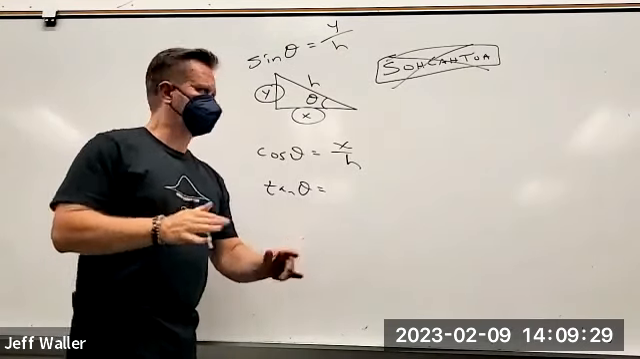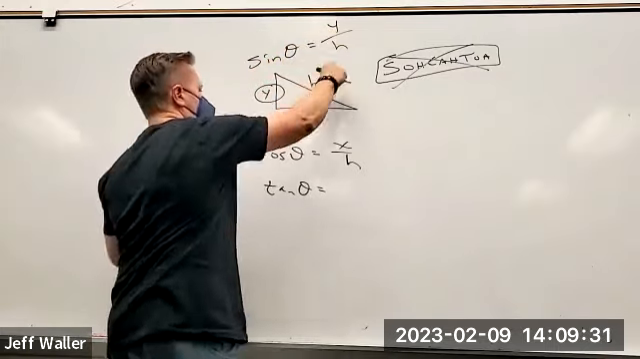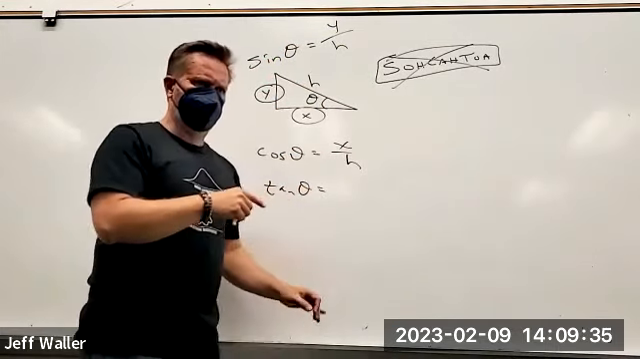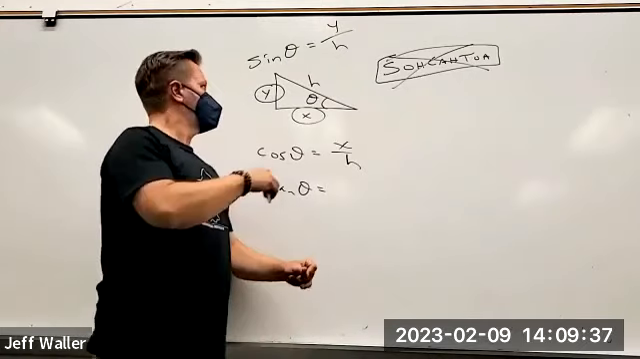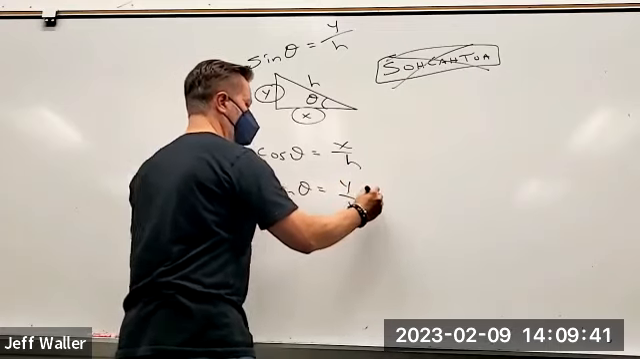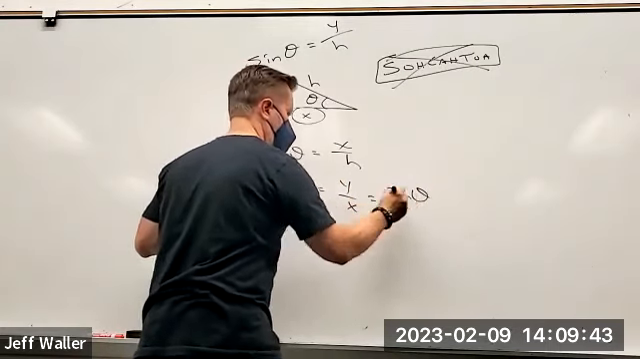Anybody? What's tangent? Sine is y over h. Cosine is x over h. What's tangent? Opposite over adjacent, otherwise known as y over x, which is also sine over cosine.